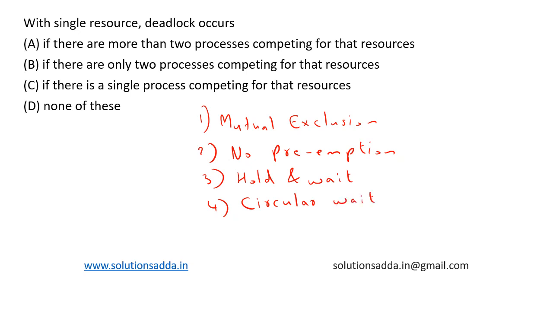When there is only one resource, the conditions of hold and wait and circular wait get eliminated. So these get eliminated because of only a single resource, with the assumption that no process can use a resource for an infinite amount of time. Whenever a process finishes its execution, another process can get the resource. So there is no chance of deadlock occurring. So option D, none of these, would be the correct answer here.